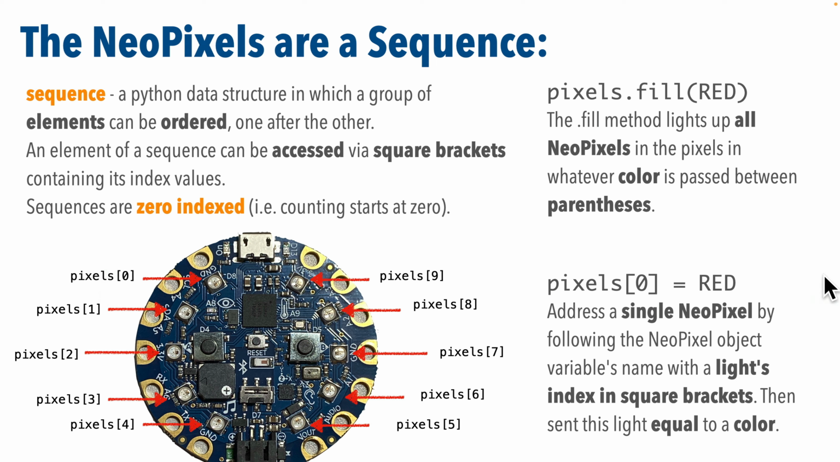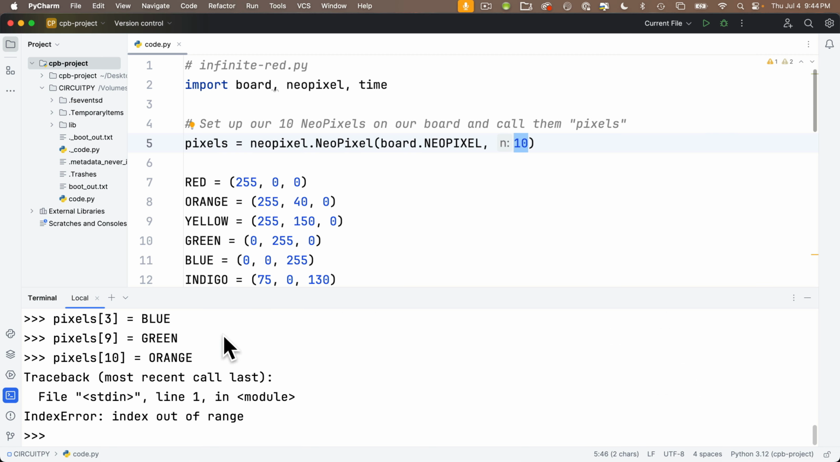So note the difference: all colors at once use the fill function; one color at a time, use the sequence index value, and then set this equal to a color. And now that we know this, we can tell we got the index out of range error because we were trying to pass in the number 10, which wasn't a valid number in the sequence because we only have 10 lights, but those are numbered 0 through 9. So 10 is an invalid index, it's out of range, hence the error.